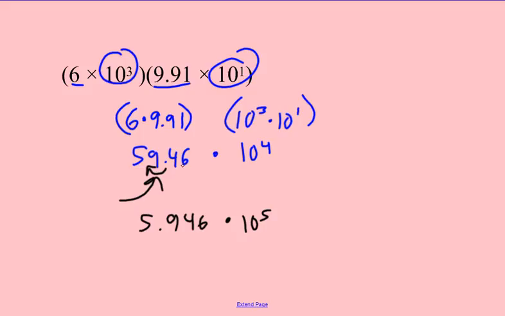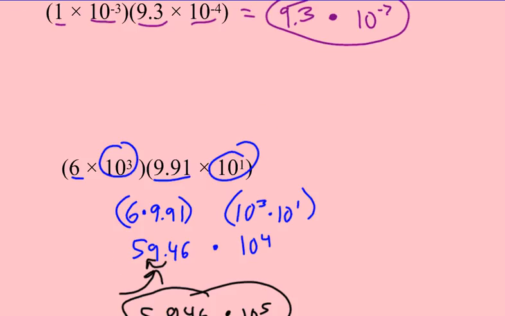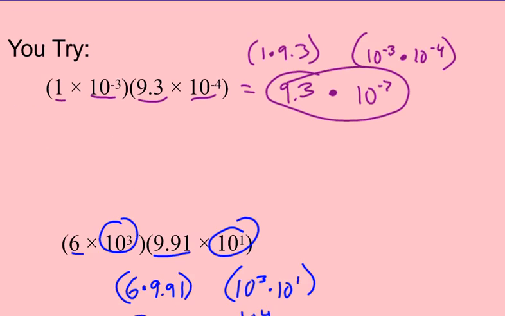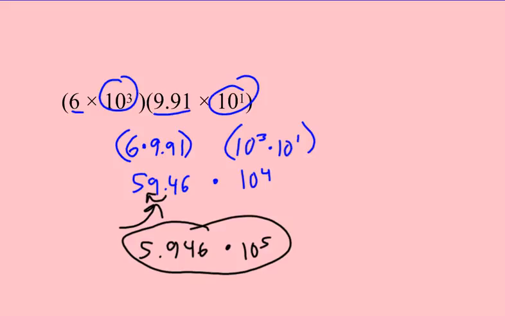Because if you think about it, this was supposed to be moved 4 places over to get to your number. Now since we moved it back 1, we're going to have to move it 5 places over to get to where it's supposed to be. So that's why we add 1 to that exponent. So that's where that last step comes in handy, if you need to put it into official scientific notation to make that a number between 1 and 10.